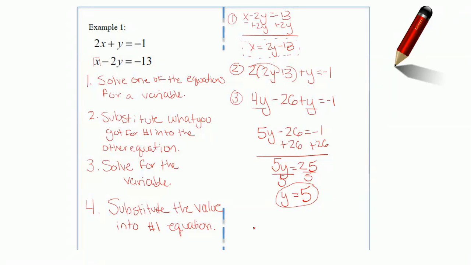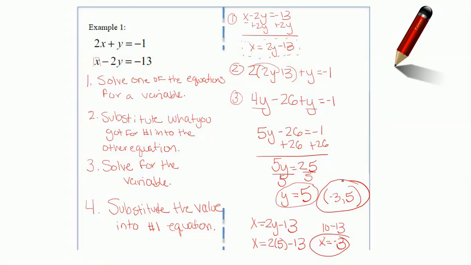Okay? So let me rewrite here. X equals 2y minus 13. But we're told y is 5. So let's put the y in for what we got. And let's solve. So I get 10 minus 13, which is x equals negative 3. So I have my x and my y. Now I'm going to write them in an ordered pair, just like you got for your graphing. And you got your final answer. Negative 3, 5.